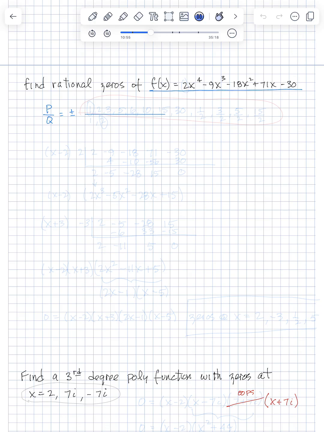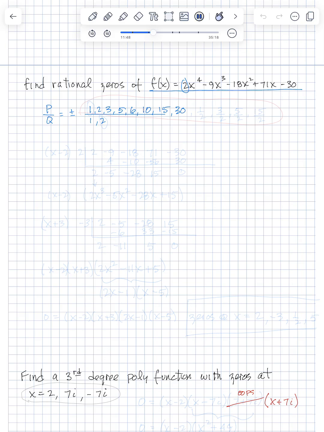So we're going to look at factors of 30. So we have 1, 2, 3, 5, 6, 10, 15, and 30. And then factors of 2 is just 1 and 2. So all the potential combinations we're looking at, we divide everything by the first one in the denominator. And then we look at all these numbers in P divided by the other number in the denominator, and we don't want to repeat anything.